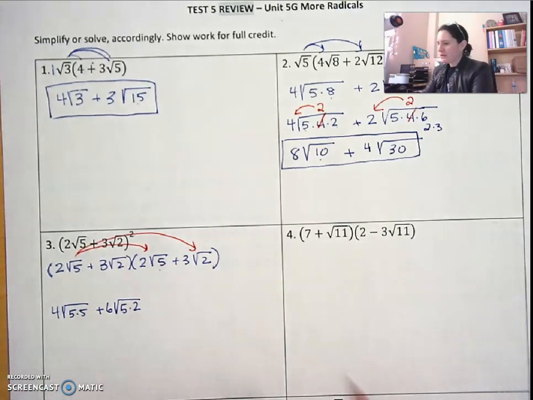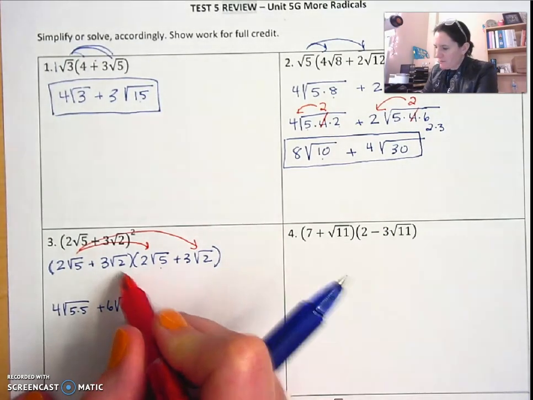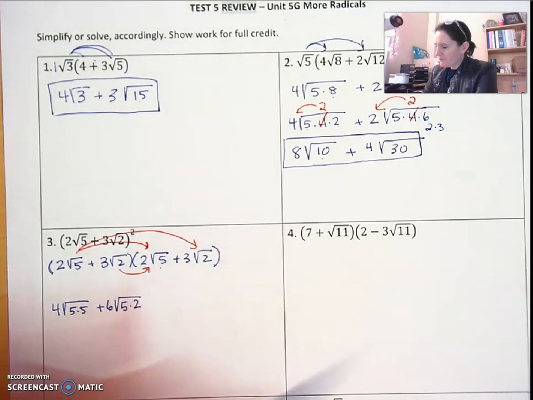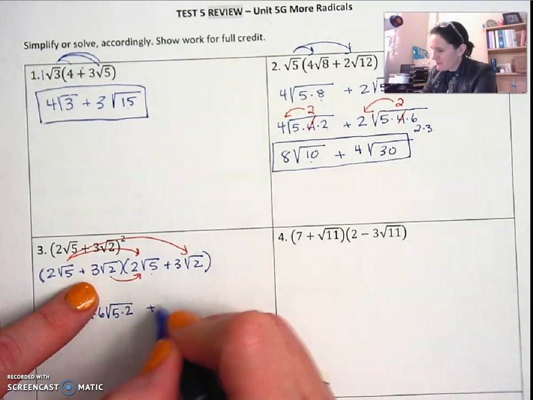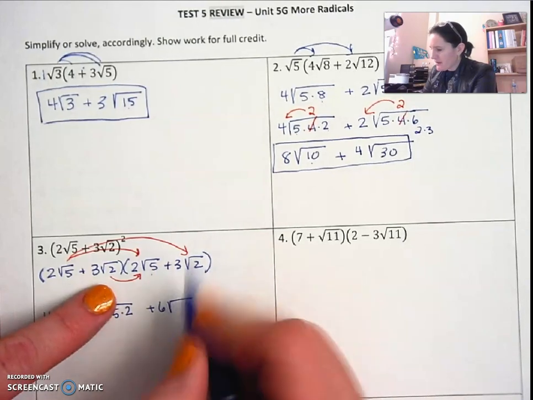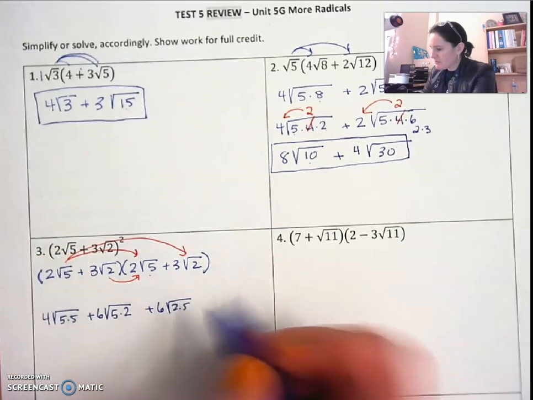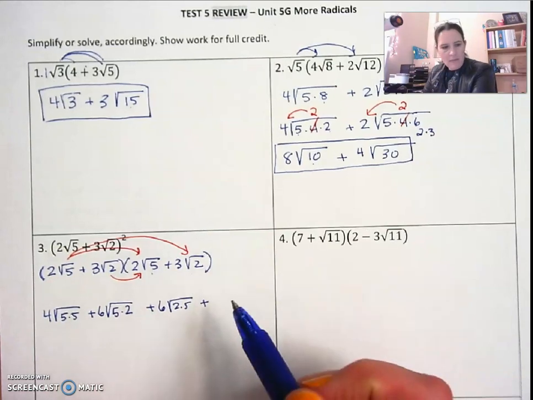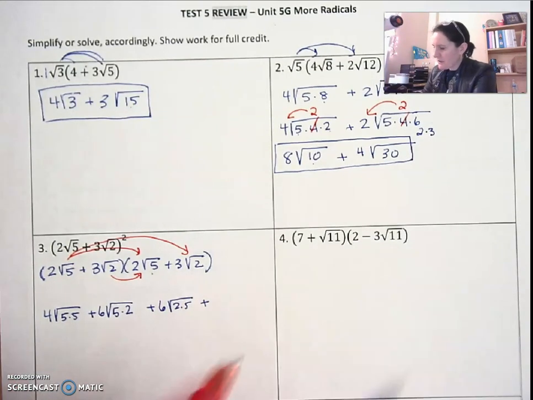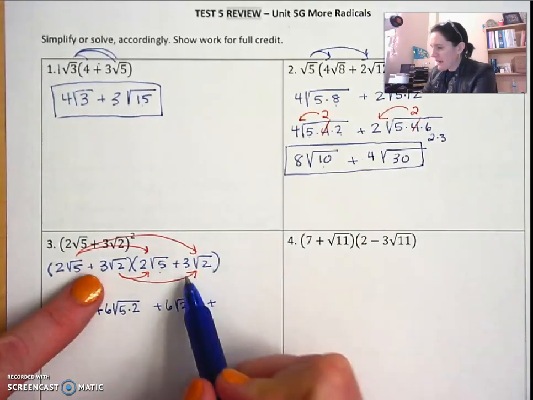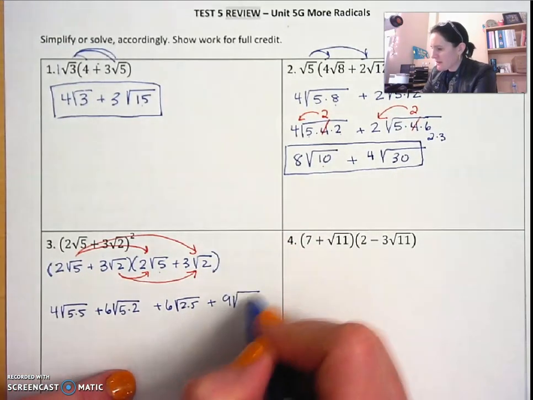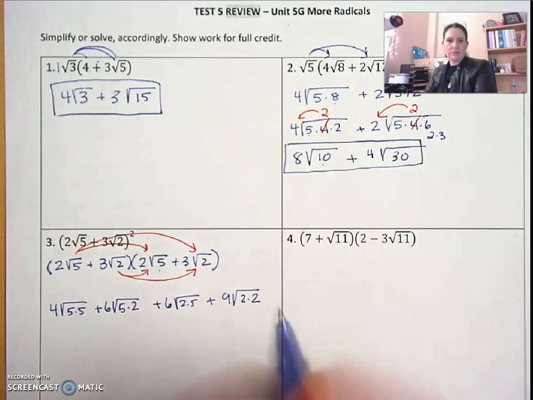So now I'm going to distribute the second term here. The outsides multiply to 6, and the insides are 2 times 5. And then I'm going to distribute 3 radical 2 to this 3 radical 2. The outsides are 9, and the insides are 2 times 2.